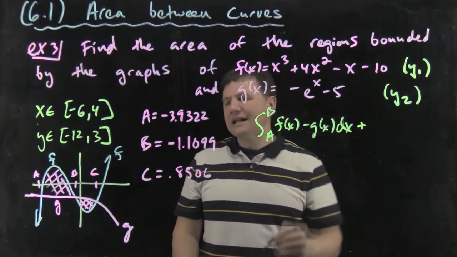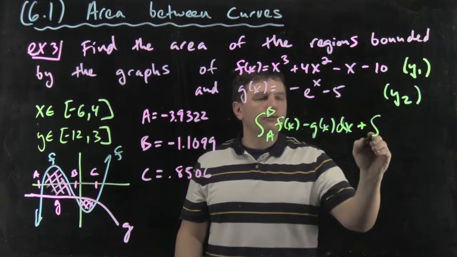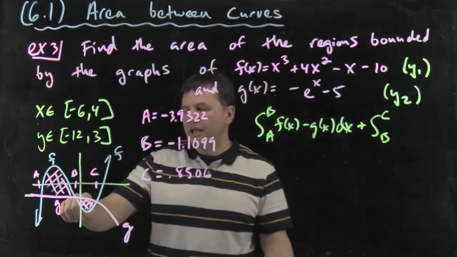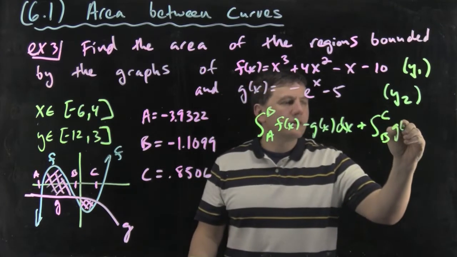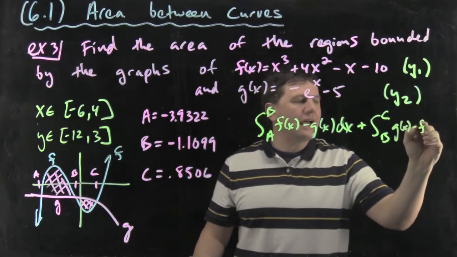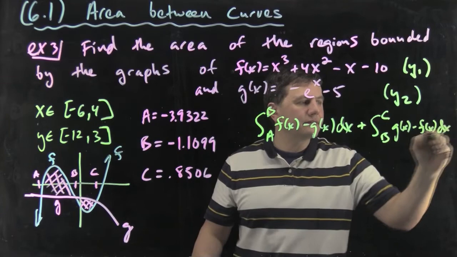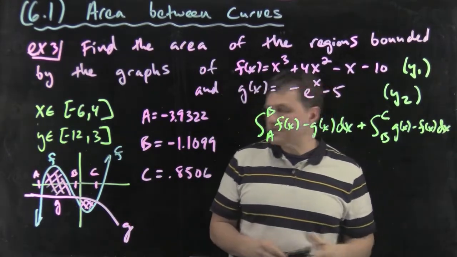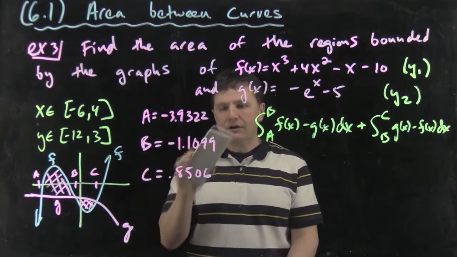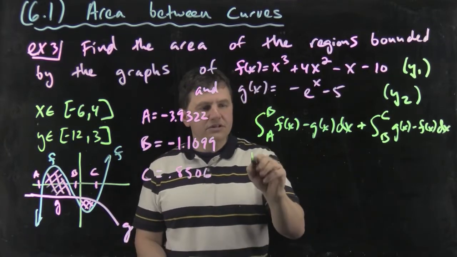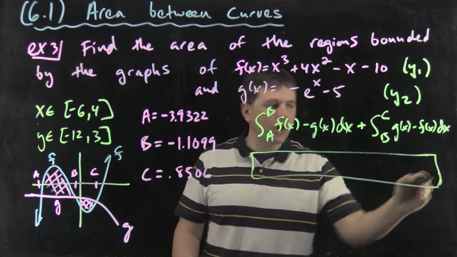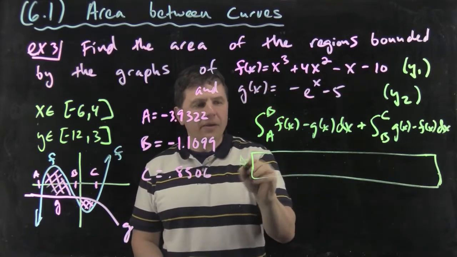And then we're adding that to the area from B to C. This time it's g of x minus f of x, and then dx, okay? That's our setup, that's all we have to show. For the rest of this, we're going to use our calculator. Now, what I'm going to write here, just keep in mind, this is for your notes, but this will not go on your paper.